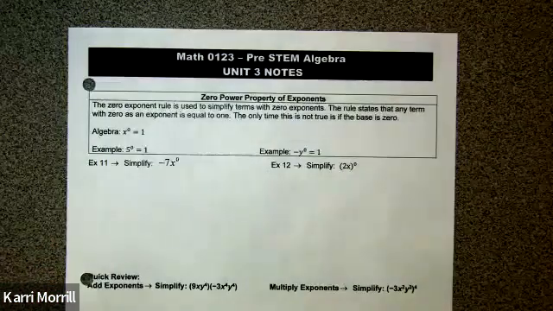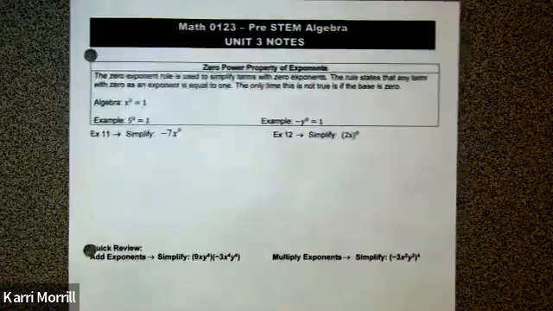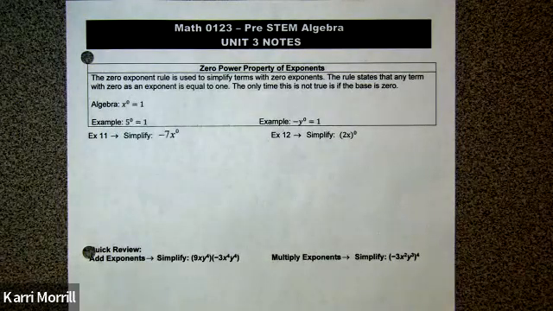Our last rule that we learned with exponents, kind of a weird rule, but when you raise anything to the 0 power, that means it's the number 1. Why is that? Why would we ever have to know that?